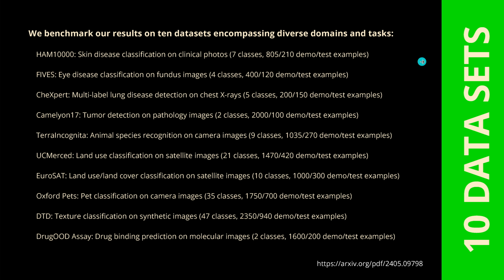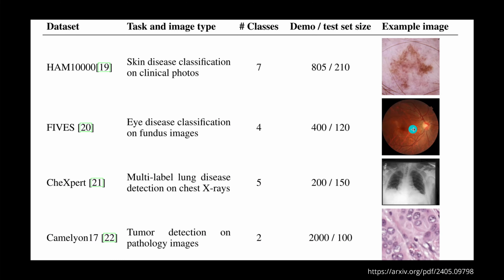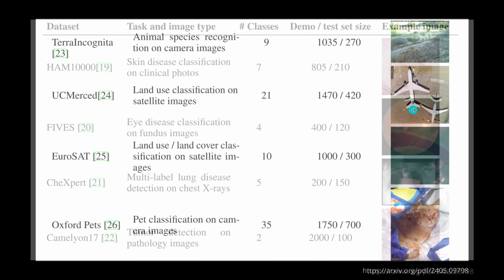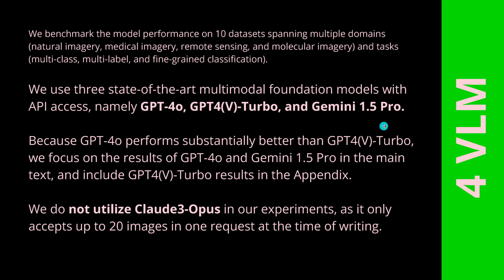Now what we need: datasets and models. So we start with 10 datasets. Stanford starts with 10 datasets on clinical photos of skin disease, on eye disease classification, on chest X-ray images, on pathological images, on camera images, satellite images. You get the idea. And we have hundreds and thousands of images. This is how it looks. Skin, eye, X-ray. Yes, pathological images. Great, great, great. And we need models.